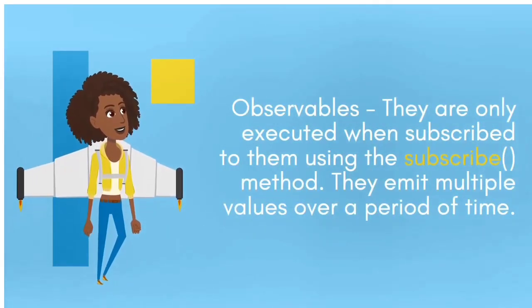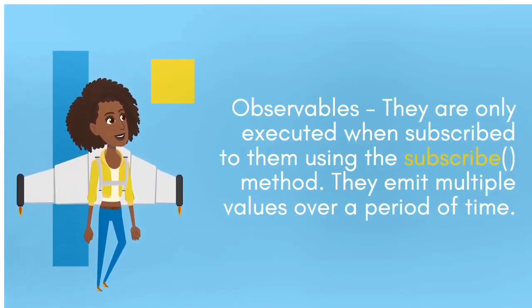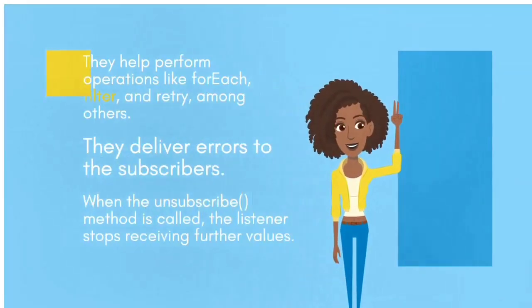Observables: they are only executed when subscribed to using the subscribe method. They emit multiple values over a period of time. They help perform operations like forEach, filter, and retry, among others. They deliver errors to the subscribers. When the unsubscribe method is called, the listener stops receiving further values.